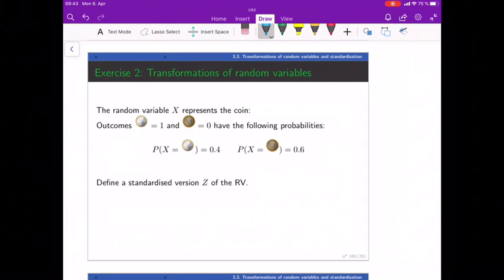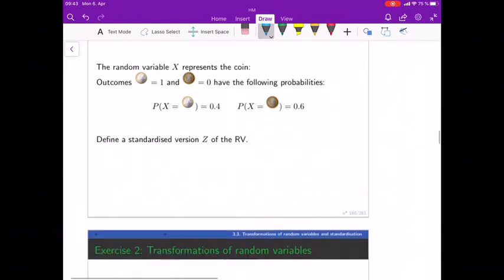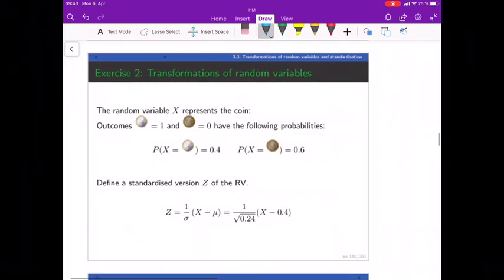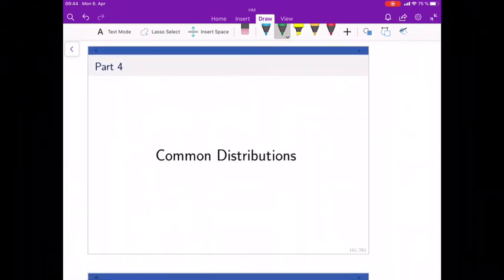So let's take this a step further. Can we standardize this coin? Great. What we do is we take off the expectation value, so minus 0.4, and divide by the standard deviation, which is the square root of 0.24. This thing Z now has a nice distribution, with expectation value of 0 and a standard deviation and variance of 1. Great. So now we know how to calculate everything we need. We know how probability distributions work. Now it's time to look at some.